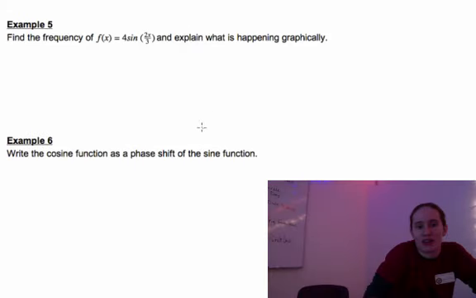All right, example 5. Find the frequency of f of x equals 4 sine of 2/3 x and explain what is happening graphically. So we said frequency, a couple slides ago, was the absolute value of b over 2 pi. And so b is this number in front of x, so it's 2/3 on top. Since it's already positive, that absolute value keeps it positive, over 2 pi.